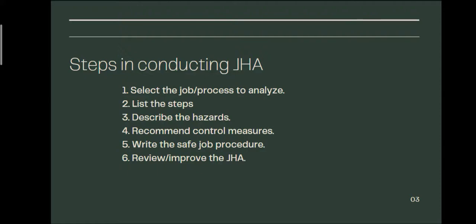For step 5, in writing safe job procedures, you can correct the unsafe conditions and processes, like train all employees who do the job on the changes and make sure they understand the changes. And lastly, in reviewing and improving JHA, you must periodically find the hazards you missed before, when the task or process is changed, or when injuries or close calls occur when doing the task.